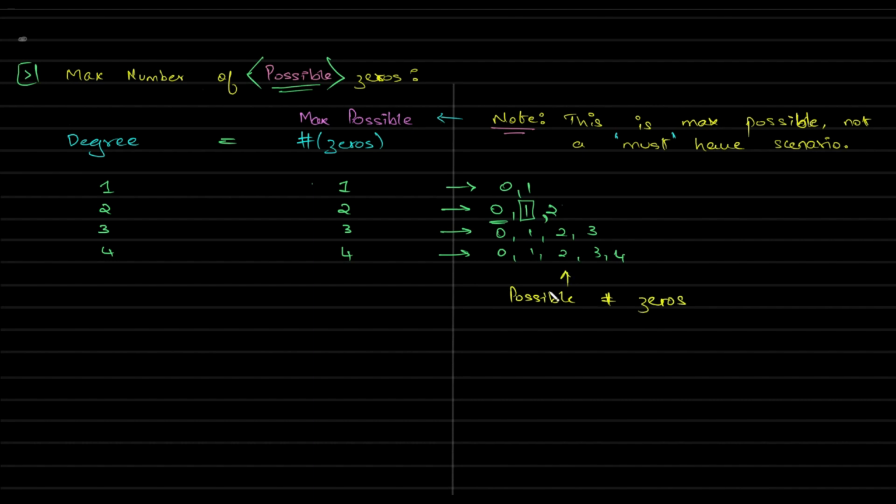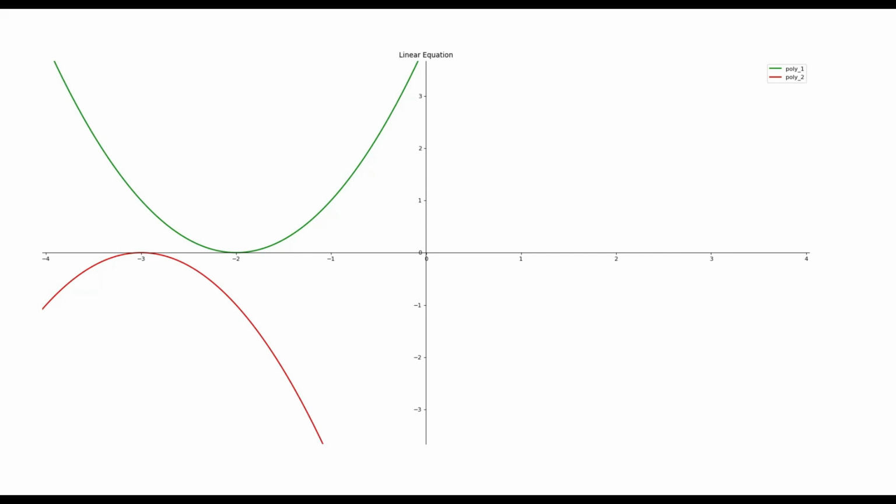Okay, that does not mean it should have that many all the time. No, it can have any one of these. So let us take another example.